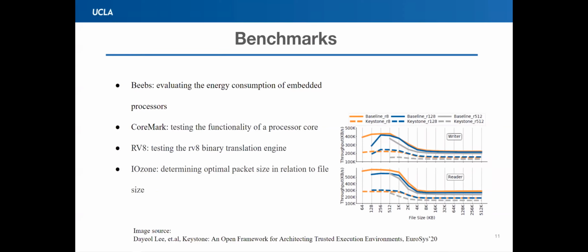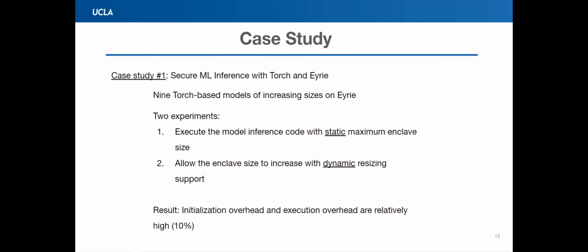This graph shows the IOZone throughput in Keystone. There are two observations from the graph. In the writer, the highest throughput for the baseline is close to 500K, and in the reader, the highest is over 500K, and the throughput decreases as the file size increases. The second observation is that with Keystone, there is a huge difference in the throughput, which means the throughput loss is high in IOZone, and this implies that there exists large overhead. Next slide, please.